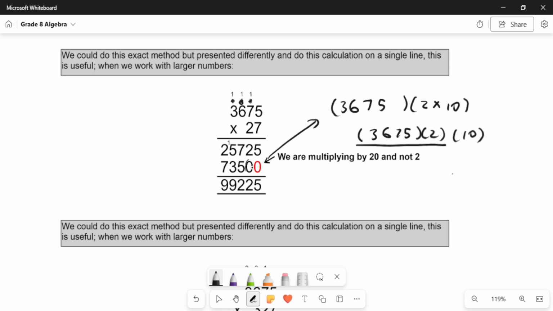And so what we have here is 7,000. But since we're not multiplying by 2, we are multiplying by 20, this number has to get another 0. And so now we have 73,500. And what we can do now is normal addition and add these two together.